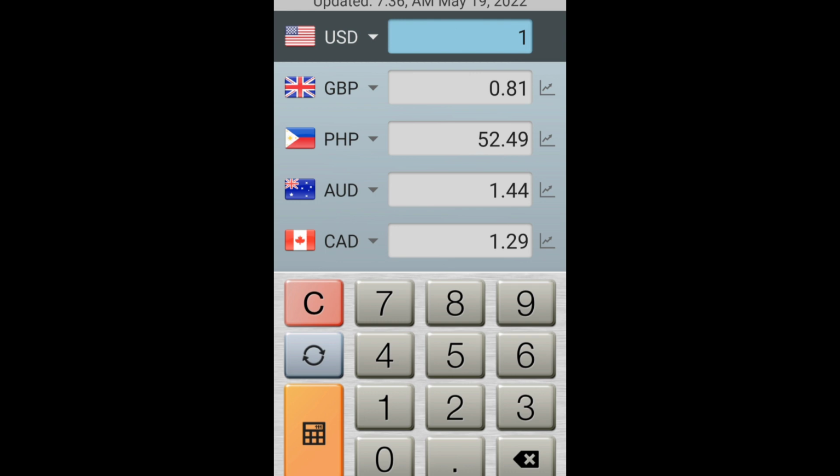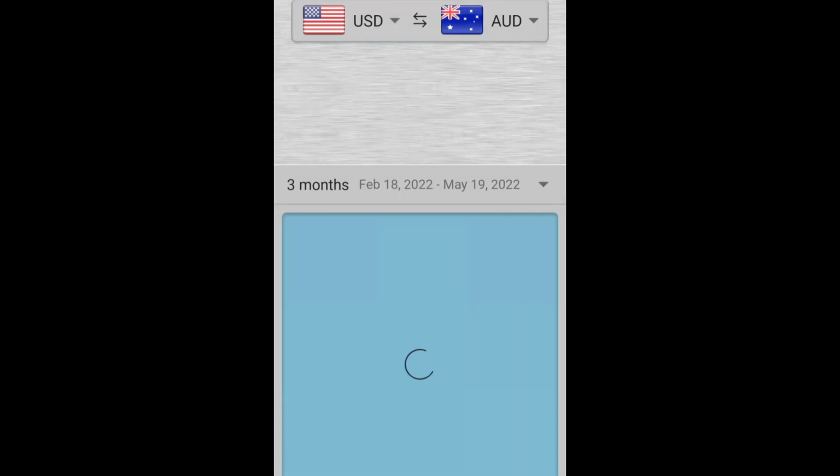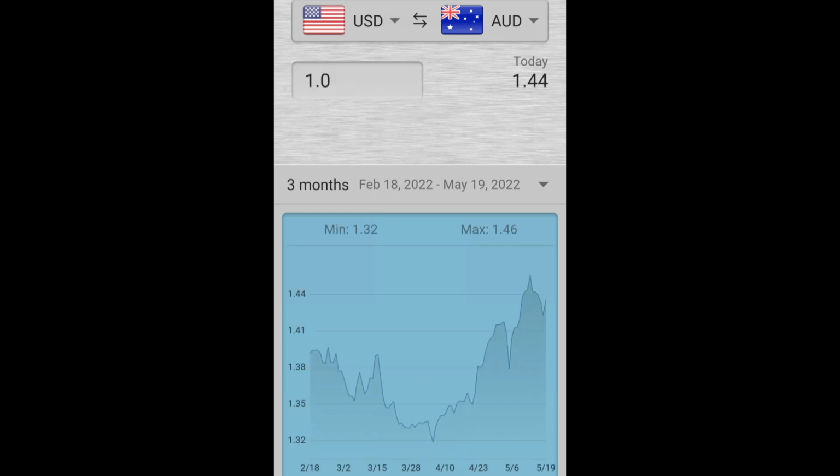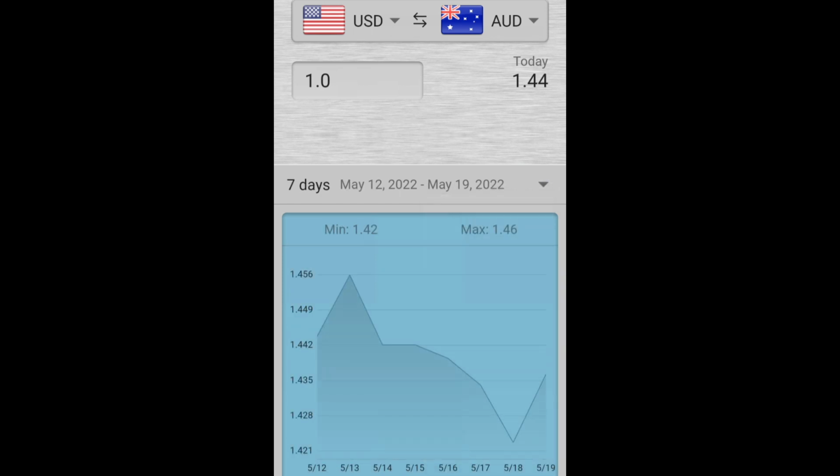US dollar to Australian dollar update. 1 US dollar is equivalent to 1.44 Australian dollar. Let's check the historical data. 1 US dollar is equivalent to 1.44 Australian dollar as of today. For 7 days data, here's the data.